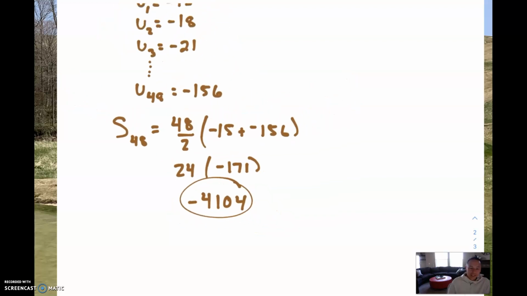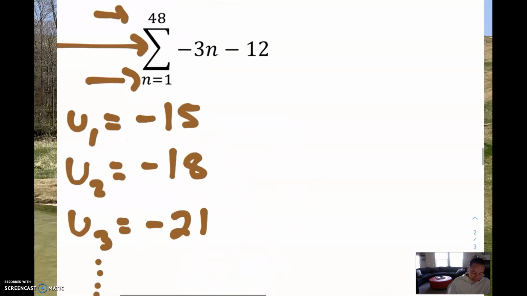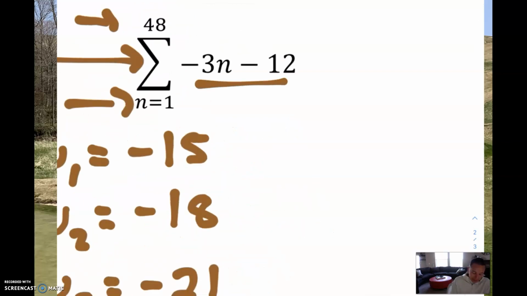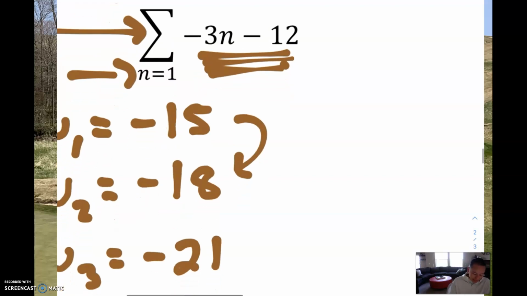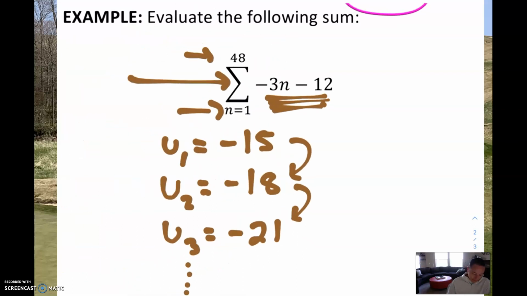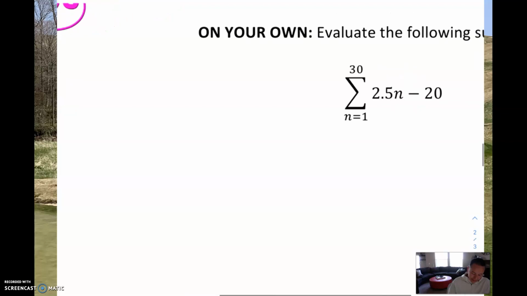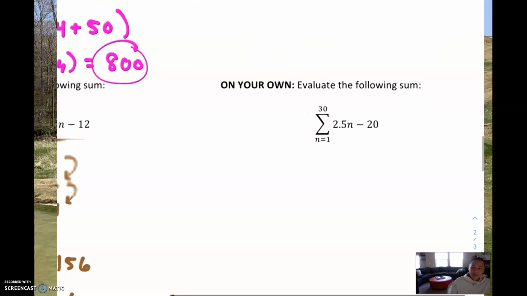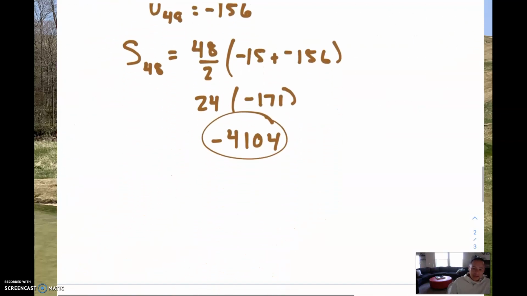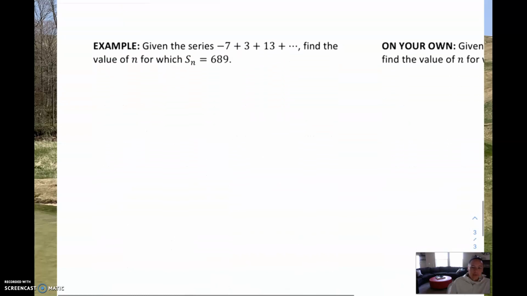So that's kind of a little introduction to sigma notation. And first we had to realize because the formula looked like this, it looked linear, it became an arithmetic series where the common difference was negative 3. It was like your slope. So go ahead and try the next sigma notation on your own. And then when you're done, come on back for the last example.